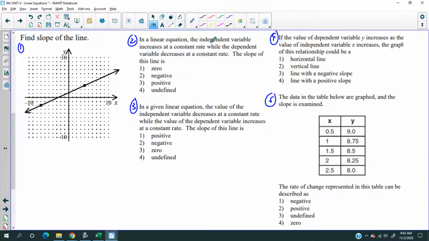In a linear equation, the independent variable increases at a constant rate. Now, let's focus on the independent variable increasing. Which is the independent variable again? The x, right? So the x is increasing. I should really put the x's at the bottom, actually. Let's experiment with this method. While the dependent variable decreases, at the constant rate.